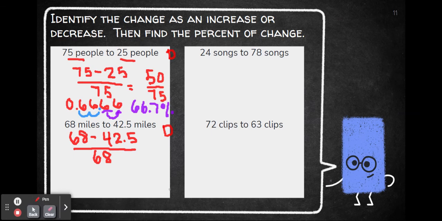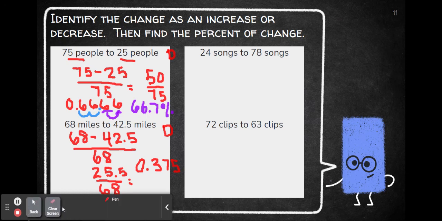68 minus 42.5 for the numerator, 25.5 divided by 68, and your answer comes out to 375 thousandths. Is this a percent or is this a decimal? Since this is a decimal number, we will move our decimal to the right twice to make it a percent. Don't forget to include the percent sign on your final answer, 37.5%.